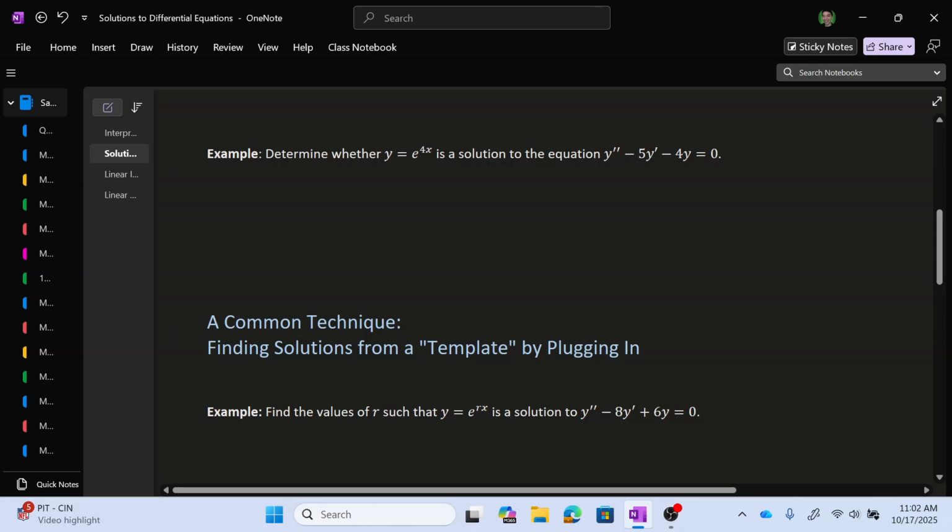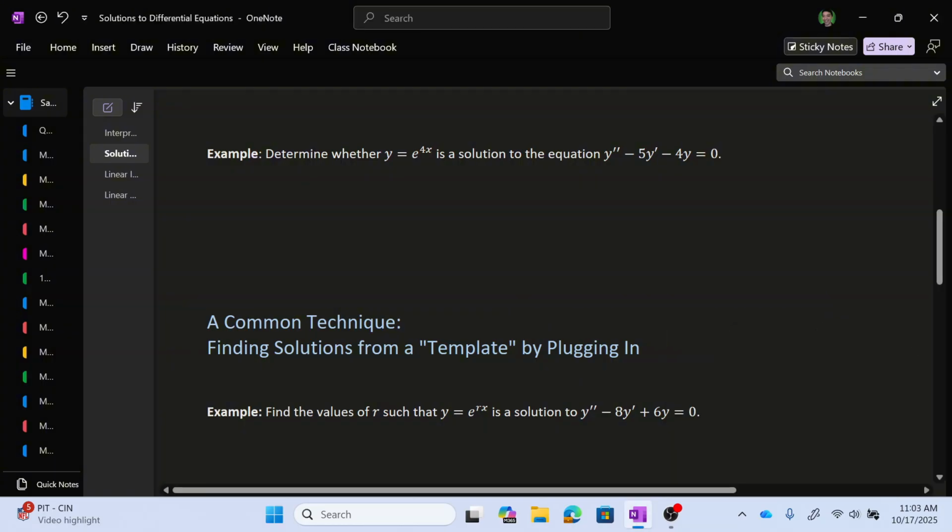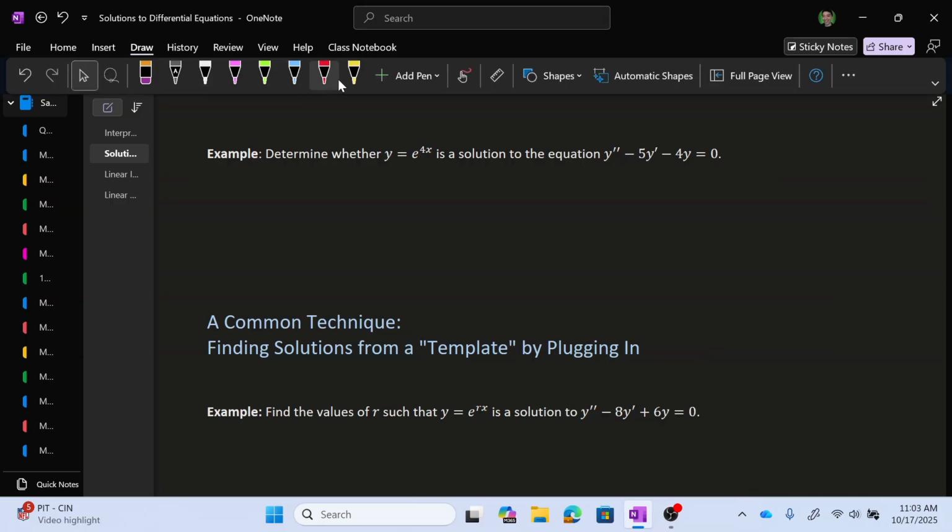So here we have the differential equation y double prime minus 5y prime minus 4y equals 0. Now, we will learn later in the class how to solve this equation from scratch, but we don't have those techniques yet. However, despite that, it's very easy for us to determine whether this given function, y equals e to the 4x, is a solution to the equation or not. If I'm given a function and I'm just trying to check whether this function is a solution or not, all I have to do is plug that function into the equation and check to see if the result is a true statement or a false statement.